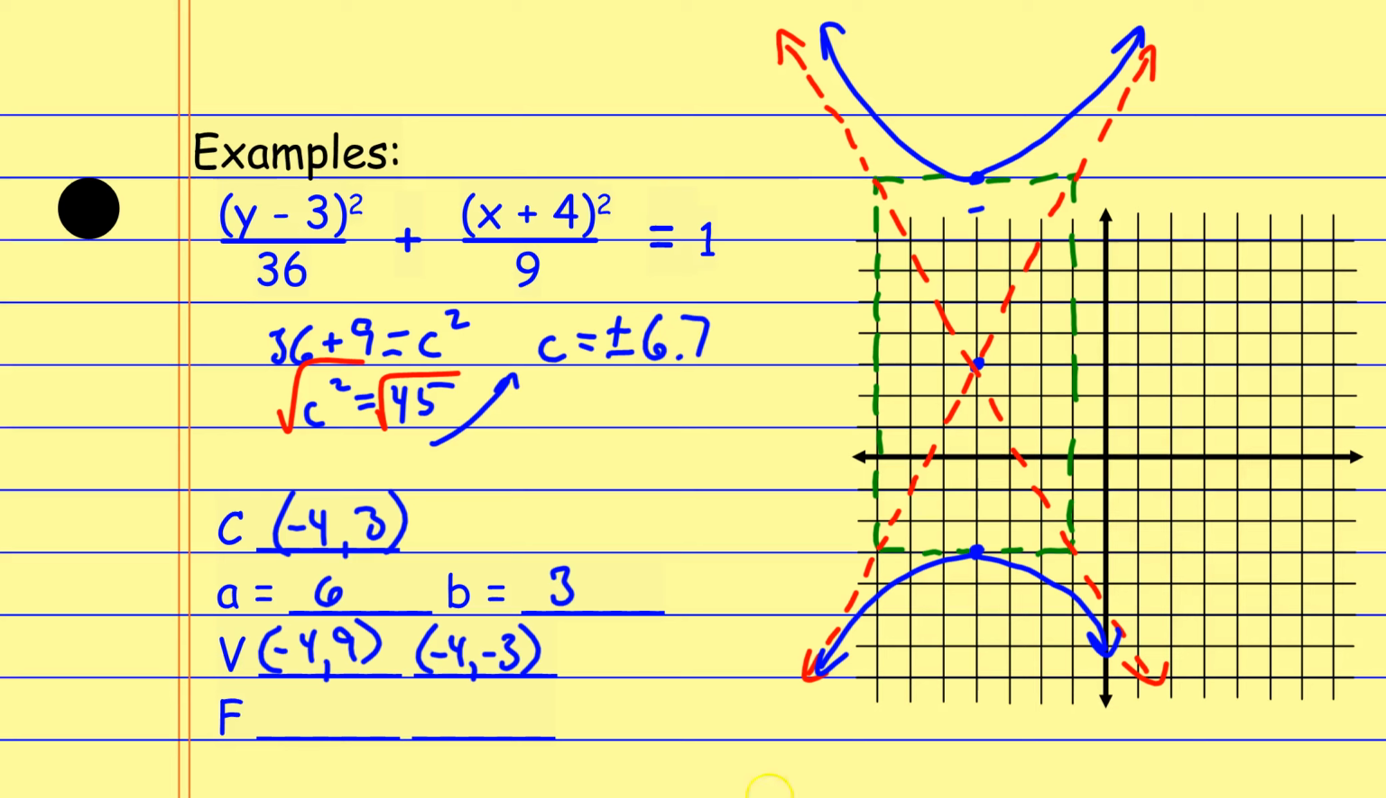I follow the transverse axis. So I go up 6.7. It's going to be right about here. I go down 6.7, which puts me right about here. And now once again I can write down those ordered pairs. I've got negative 4, 9.7. And I've got negative 4, negative 3.7. And that's it.